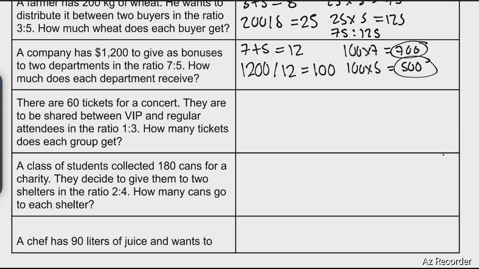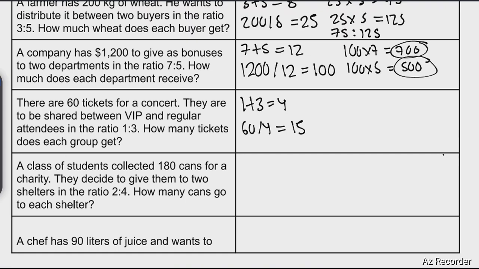Okay. The next question, there are 60 tickets for a concert. They have to be shared between VIP and regular attendees in the ratio 1:3. How many tickets does each group get? So total units, 1 plus 3 is equal to 4. How many tickets per unit? So we do 60 divided by 4. That is going to equal 15.